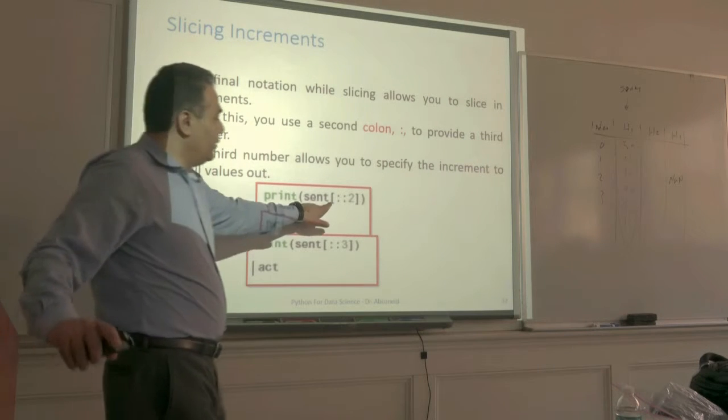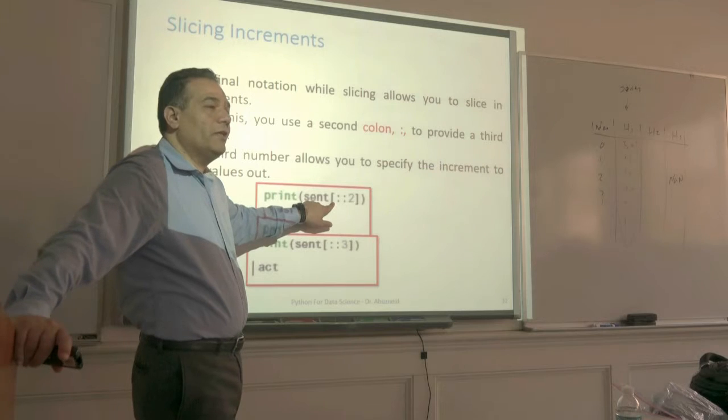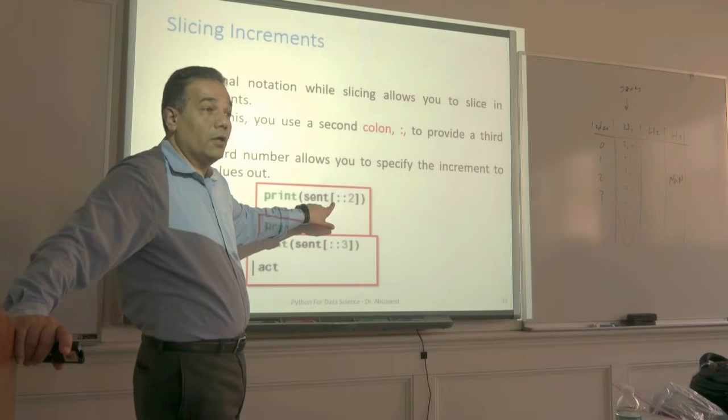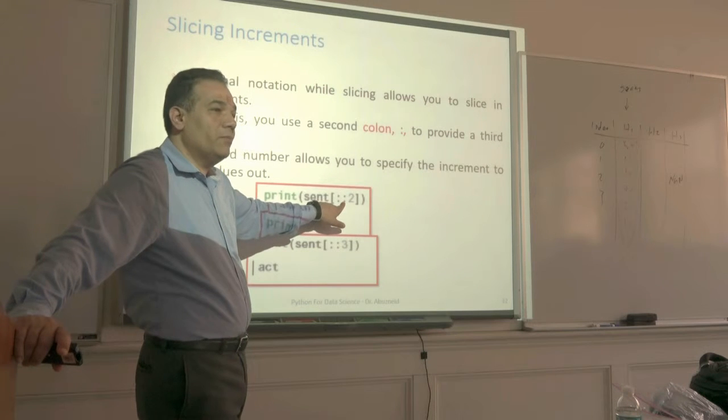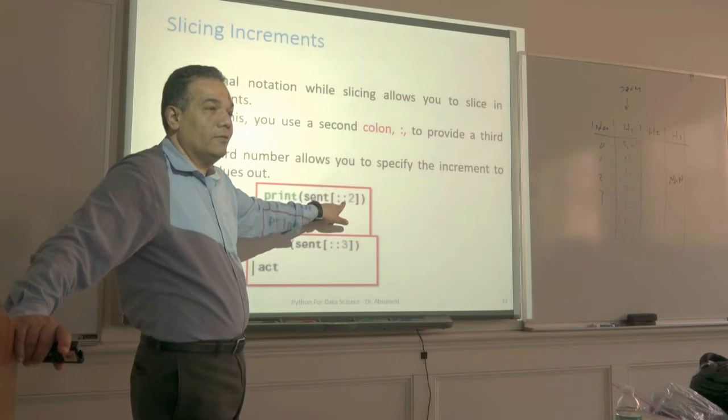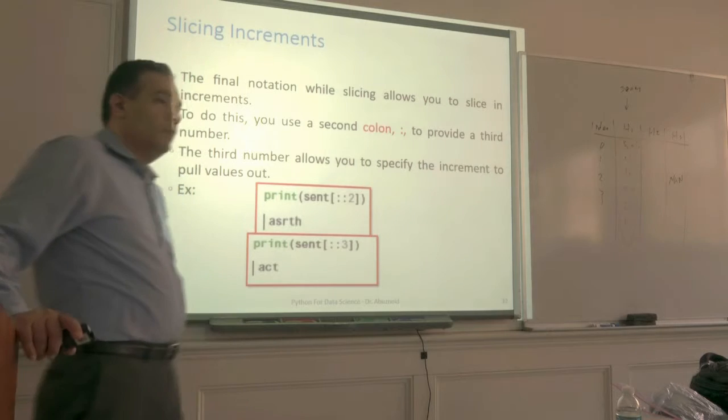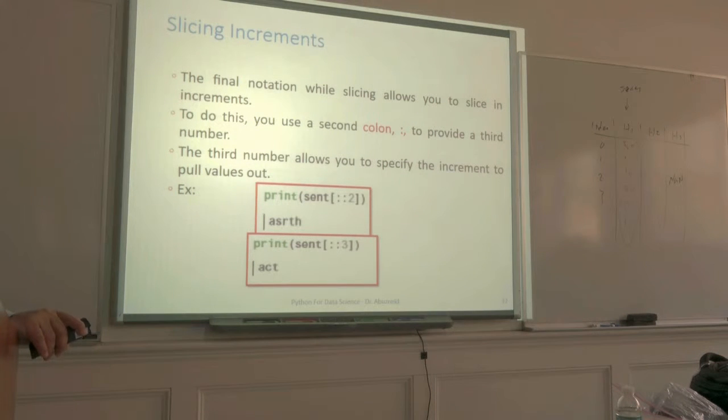By default, if you don't put anything, what will print? The entire string. If you don't put a start, that means you start from 0. If you don't put an end, that means it goes to the last index. And the last value is the increment, how many it's going to step.